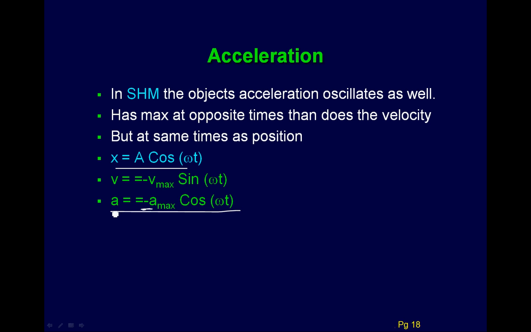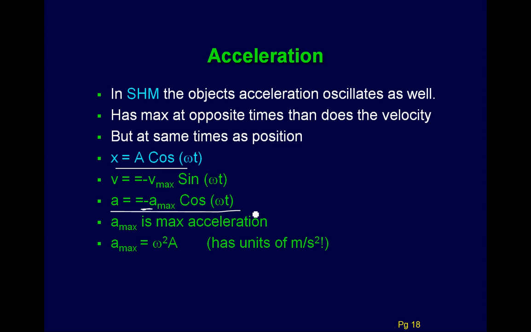And so the acceleration is negative a max times cosine of omega t, where A max is the maximum acceleration. If you figure out the maximum acceleration, we get this equation here, which will have units of meters per second squared. And so our function looks kind of like this when you plug everything in. So it's a cosine, just like the position. That's why the position and the acceleration are peaking at the same time.